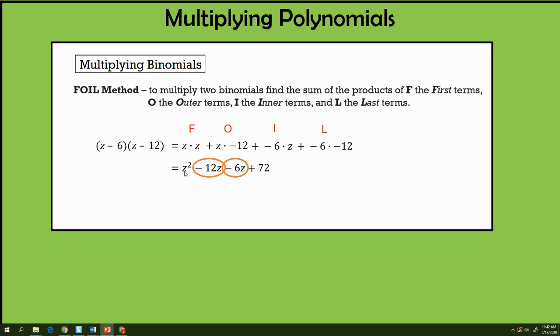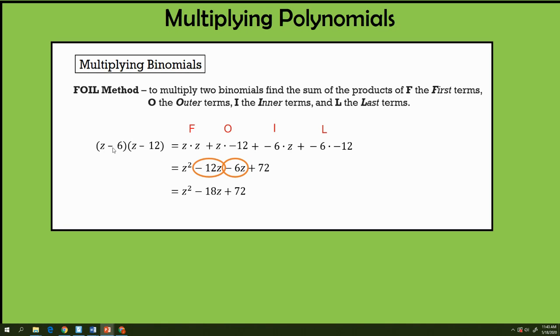So the like terms here, we have four terms, right? Z squared, negative 12Z, negative 6Z, and 72. The negative 12Z and negative 6Z are what we call like terms because they're the same variable to the same power. So we can combine those two. And our final answer is Z squared minus 18Z plus 72. So this is our simplified answer.